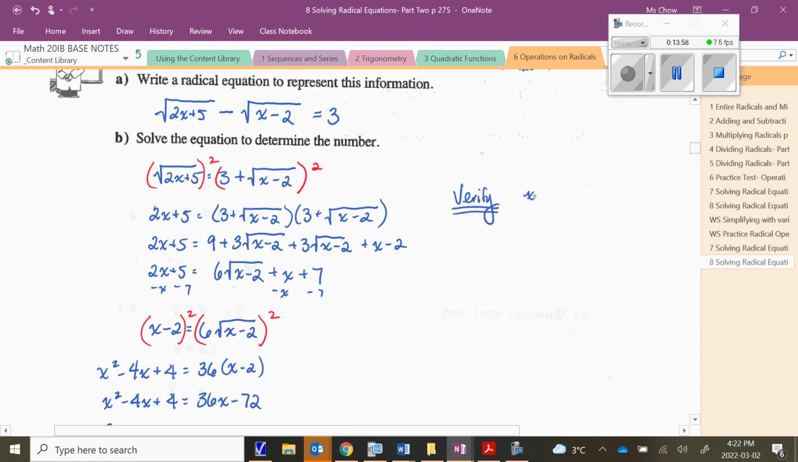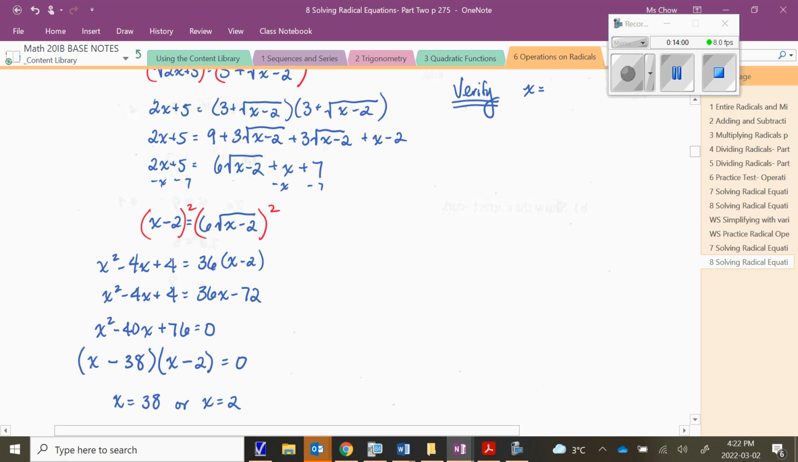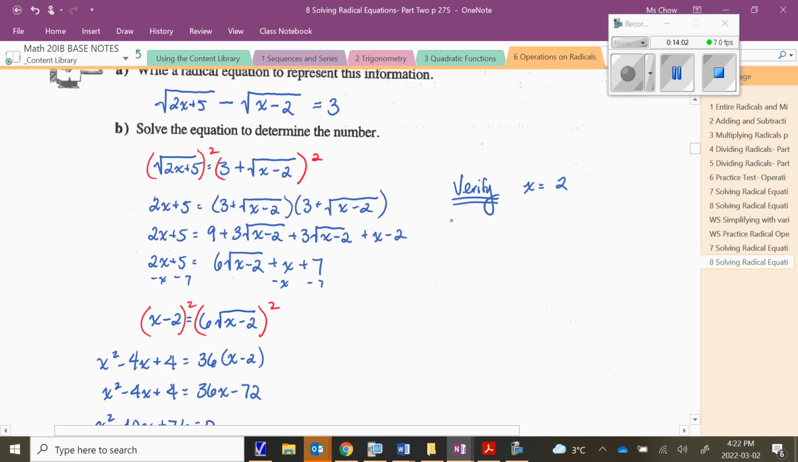So let's try our x equals 2 first. So the left side is the square root of 2 times 2 plus 5 minus the square root of 2 minus 2. Okay, and the right side was equal to 3. So that is the root of 4 plus 5, root 9, and minus root 0. So that's just 0. So that is 3. Left side equals right side. So x equals 2. That does in fact work.